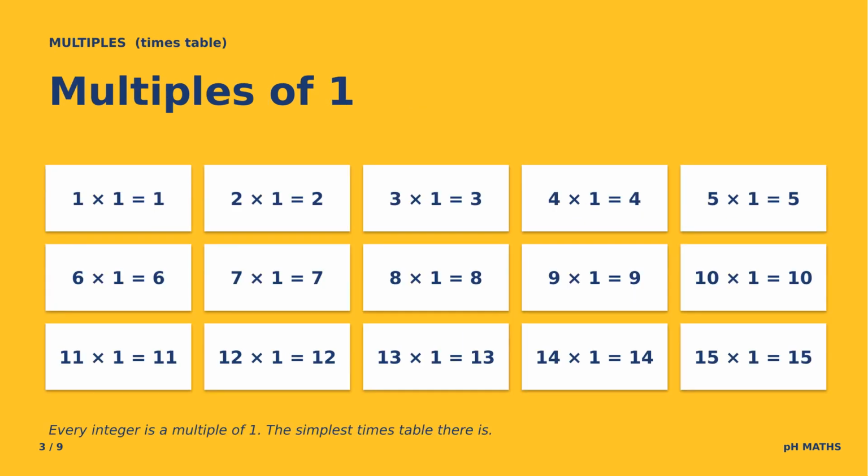Multiples of 1: 1, 2, 3, 4, 5, 6, 7, 8, 9, 10, and so on. Every integer is a multiple of 1. That's what multiplicative identity means in practice. The 1 times table is the simplest there is, but it's worth saying every fraction can be rewritten by multiplying top and bottom by 1 in some clever disguise. And that's the secret to half the algebra on the higher paper.